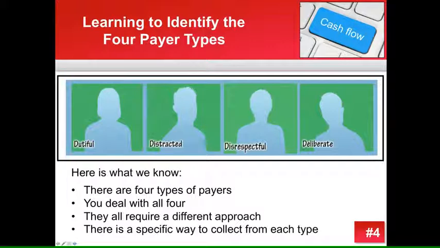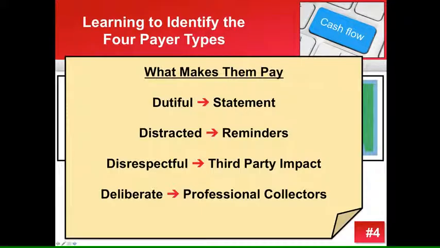So let's talk about exactly how we can collect from all 4 of these types, because we know we're dealing with all of them. So what makes them pay? The dutiful patient, we know they're going to pay on their statement, right? Many times they pay on their way out of the office. That distracted person, reminders. They need to be asked again and again. That's how they find the bill in the pile. That's how they take your bill and put it on the top of the pile, right?